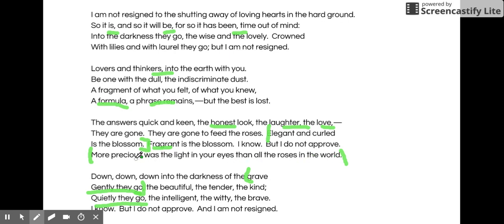Because we have another element of inversion with the more precious was a light in your eyes. And we also have the punctuation created through the nominal stress of your eyes. So by placing the eyes out of order, it adds a nominal stress to this concept of love because it's a love poem.